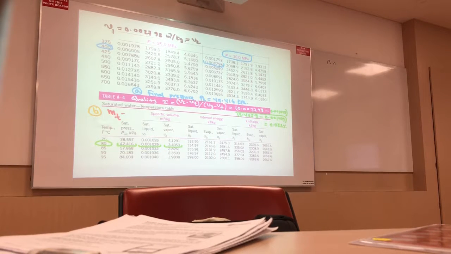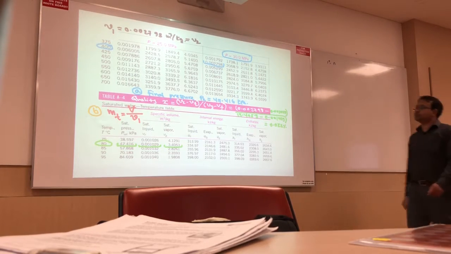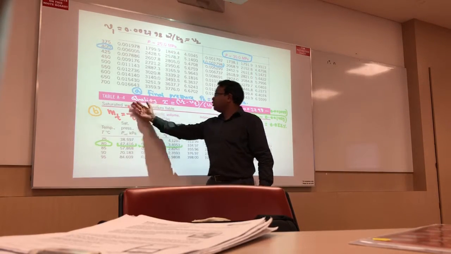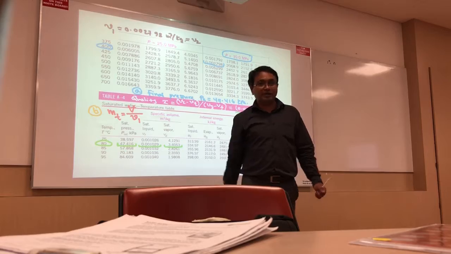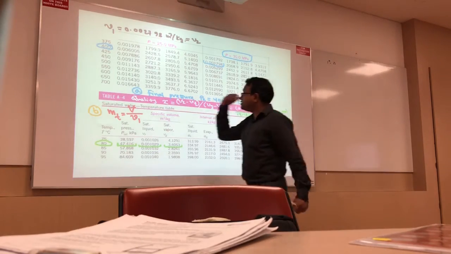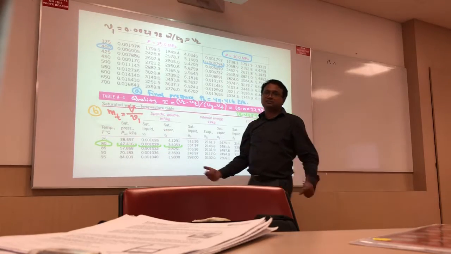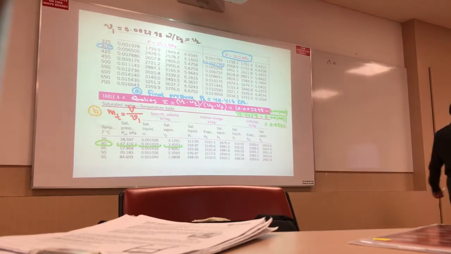Total mass is total volume by specific volume. I have written down the equation. Total volume by specific volume. So total volume is given 1.8 times 10 power minus 3 and specific volume is this. Then I can get the total mass.